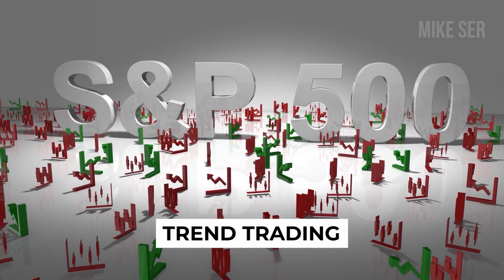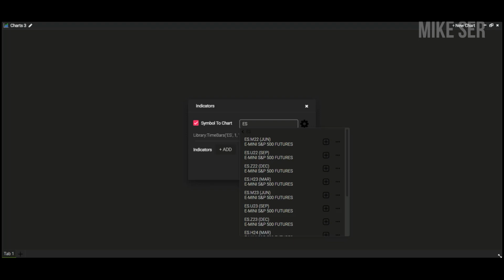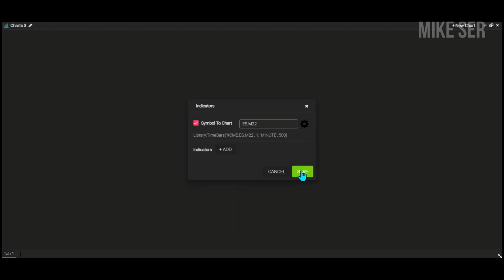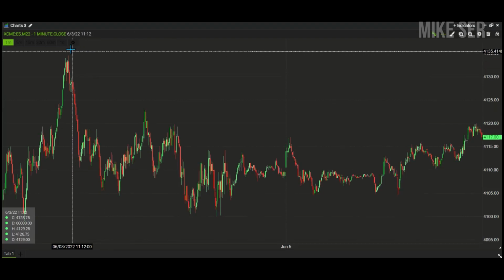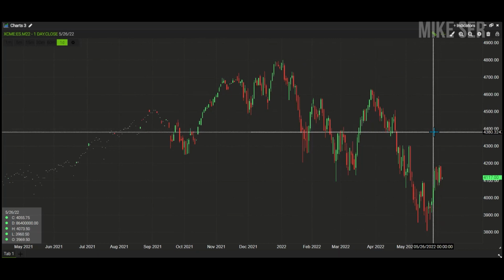Now, the trading strategy that I'll be utilizing is trend trading, and currently the trend of the S&P 500 is down. So let's open a chart of the S&P 500 futures contract, the symbol is ES. And you can see here, the closest month contract is the ES M22, which is the June E-mini S&P futures contract. So let's select this one and open the chart here. We'll start off with a daily chart so we can see a little bit of a bigger picture.